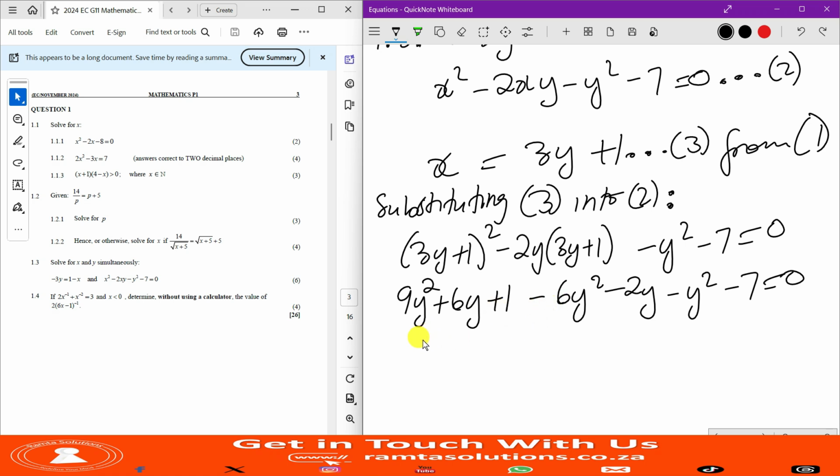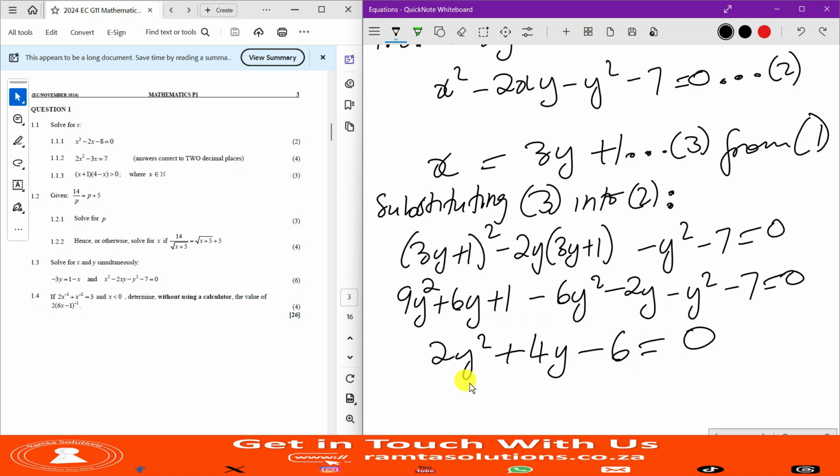So 9y squared minus 6y squared minus y squared, and it's 2y squared. So let's see, 6y minus 2y is positive 4, so it's positive 4y. Positive 1 minus 7 will be negative 6.